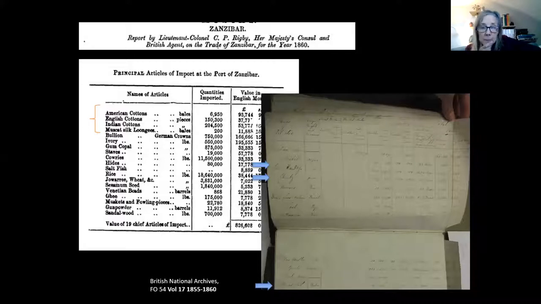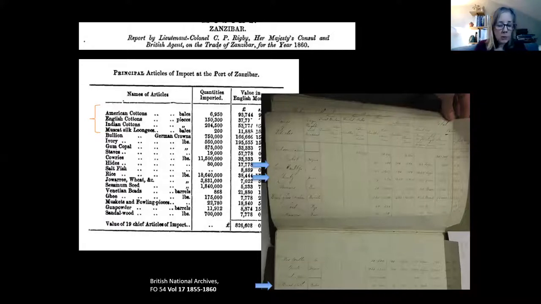Even to confirm some of these published sources, I found that this often cited trade return report by Lieutenant Colonel Rigby, that's often cited. If you go to the actual archival manuscript that he sent, it actually includes a lot of other types of textiles that did not make it onto his published list.